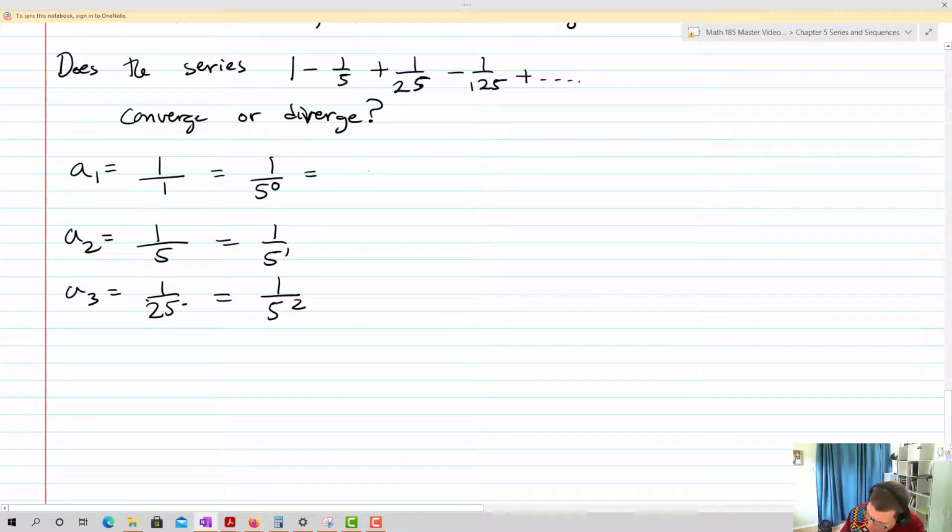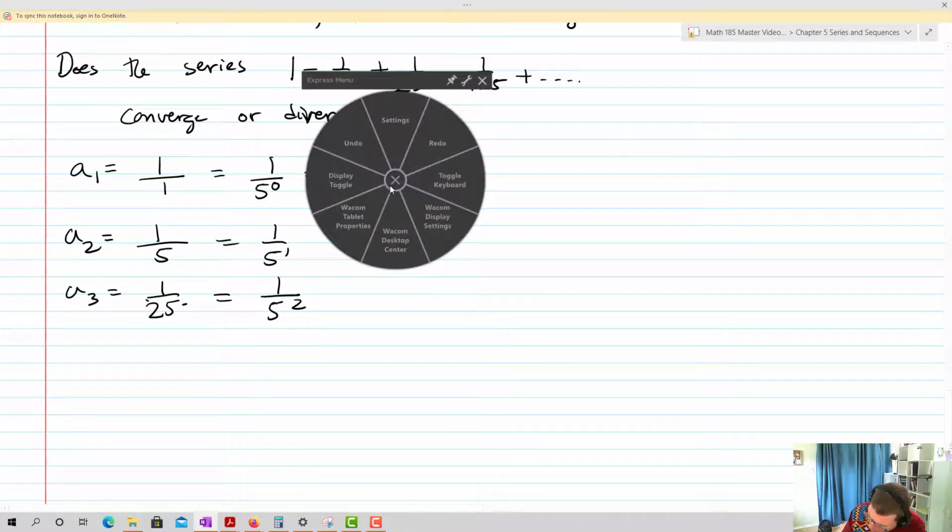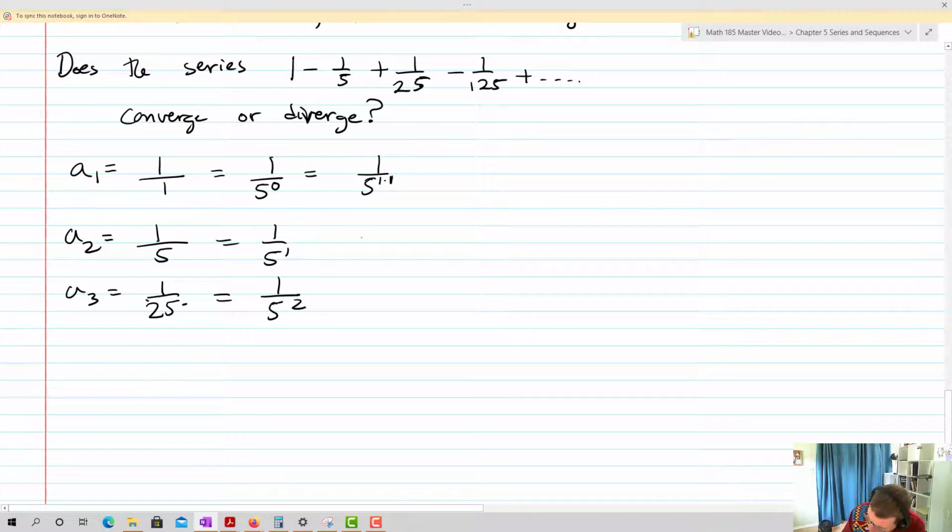Now, if I rewrite this, this is going to end up equaling 1 over 5 to the 1 minus 1. 1 over 5 to the 1 is going to be 1 over 5 to the 2 minus 1. And 1 over 5 squared is going to be 1 over 5 to the 3 minus 1. But then I have this added little wrinkle, because actually this isn't 1/5. It's actually negative 1/5. So we're going to go back and forth between positive and negative.